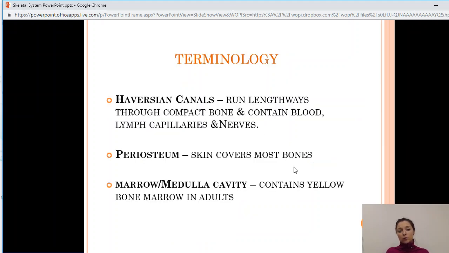Terminology that we need to know. Haversian canals, which I always say wrong. It doesn't really matter if you're doing multiple choice questions, but don't try and pronounce it correctly just in case you are speaking on a YouTube channel and you might want to know how to pronounce that.